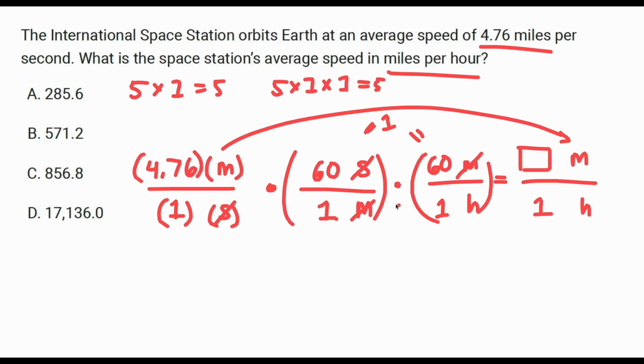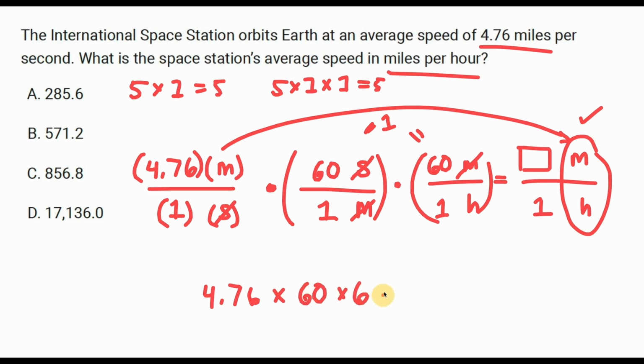Okay, awesome. Now we've checked that we end up in miles per hour. So this part of our answer is checked off, and now we can just deal with the numbers. So we can see that we have 4.76 over 1 times 60 over 1 times 60 over 1. So what we're really looking at in terms of the actual number up here is just 4.76 times 60 times 60. And when you plug that into a calculator, it's going to give you D. So D is our final answer for this problem. And you can see that even the medium problems are not too bad. It's usually just going to be 2 or 3 steps instead of 1 simple step.